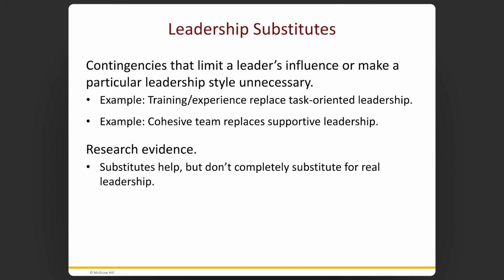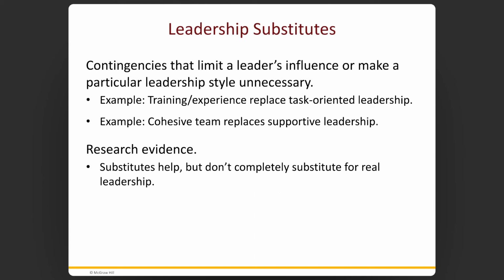There's this notion of research evidence as well that a few substitutes replace the need for task or people-oriented leadership, but others do not. So some of those substitutes can replace the need for task or people-oriented leaders, but that's not all across the board. Leadership substitutes do not completely replace the leader. So please think about that, even as you think about this notion of more team cohesion as a way of countering the need for the leader to be overwhelmingly supportive.